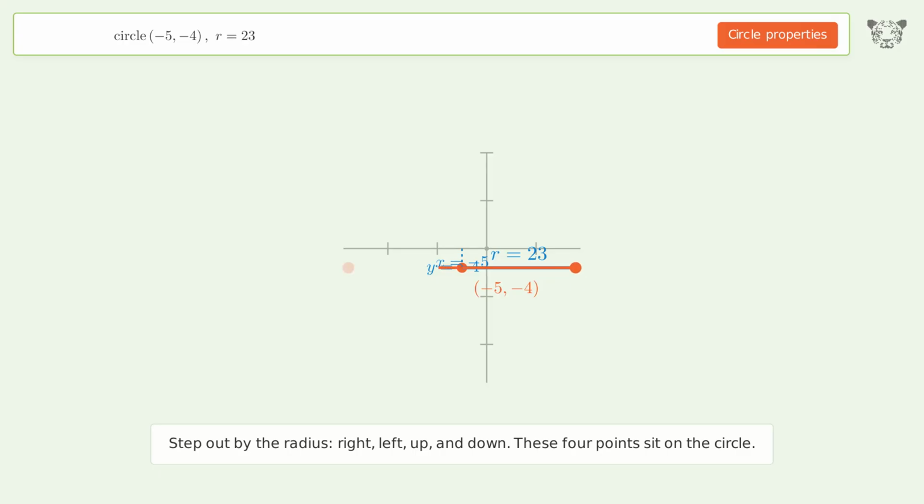Step out by the radius: right, left, up, and down. These 4 points sit on the circle.